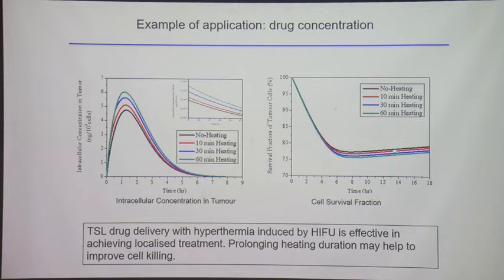So if you use a normal mode without heating, it's over here, and if you use heating, then you have a benefit. You might say the difference is not that significant. But when we talk about treatment in patients, any small gain is useful, is relevant. So what we've learned from here is that TSL drug delivery with hyperthermia induced by HIFU is effective in achieving localized treatment. And if you prolong the heating duration, it helps with improved cell killing.